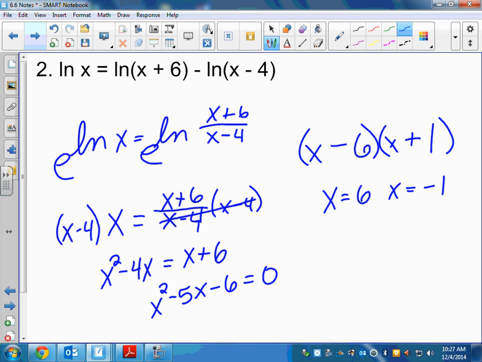Do I have to exclude either one of those answers? Negative 1 is not going to work up there. It makes that one negative. So 6 would be my only answer.